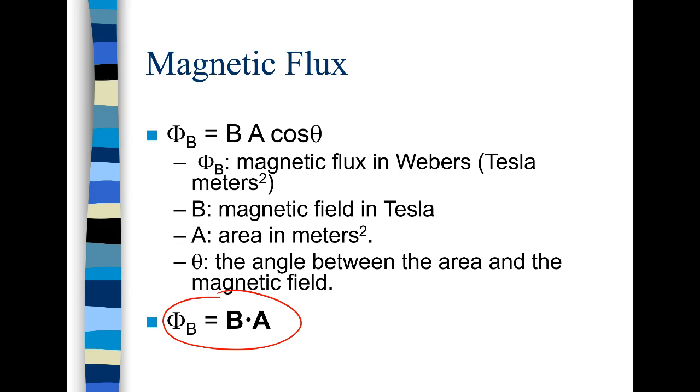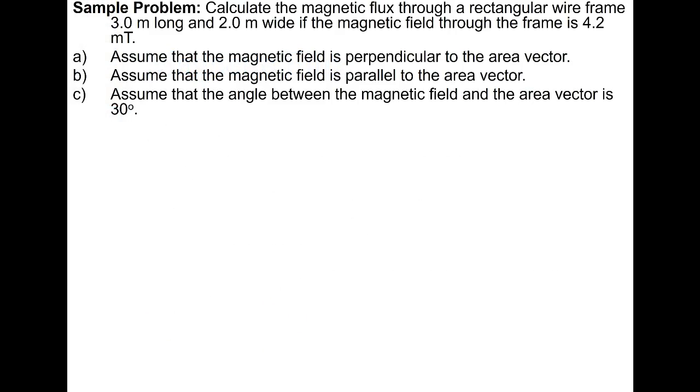So let's try an example problem. Let's calculate the magnetic flux through a rectangular wire frame that's 3 meters long and 2 meters wide if the field is 4.2 millitesla. That's 4.2 times 10 to the negative 3.